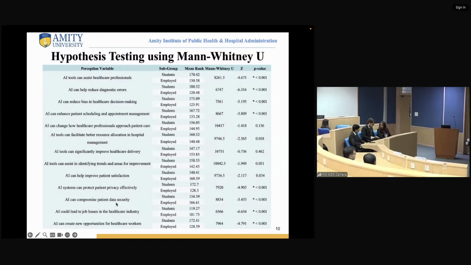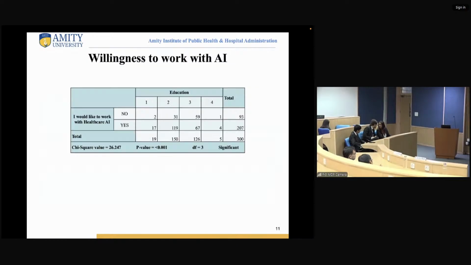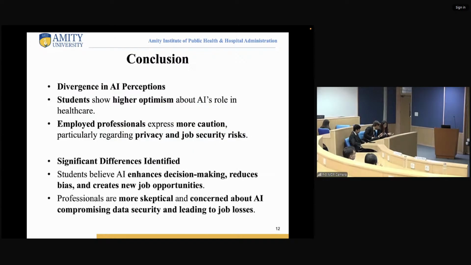And when it comes to data security, patient privacy, and patient satisfaction, students believed it would be a good area for AI to be implemented and deployed amongst healthcare workforces. However, job losses and new opportunities were viewed negatively by the workers. So we also figured out what is impacting the willingness to work. The testing showed that educational qualifications majorly impacted the willingness to work in both cohorts. So the conclusion is that there are diverging perceptions, as we've seen in previous slides.